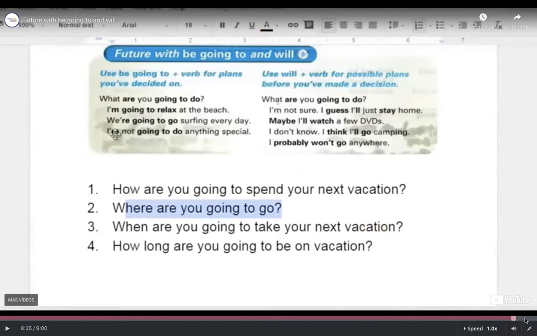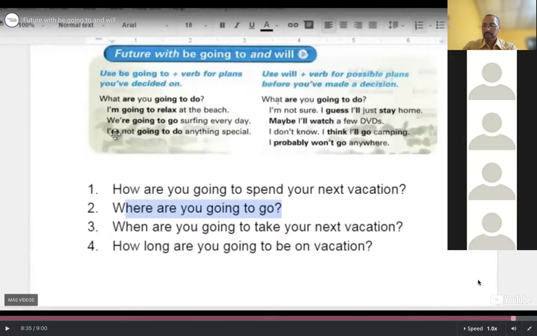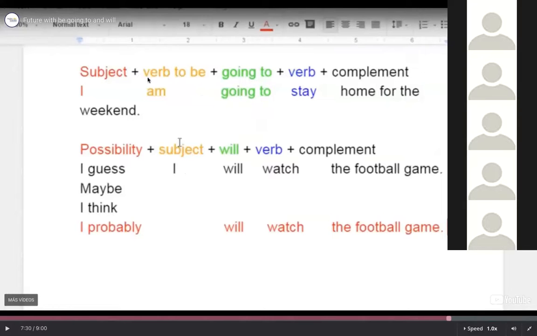Any other questions? No? It's okay. All right. So how do we make the questions? The questions only, look, we change the position. No, you are going to. We change, are you? No, is he going to? Sorry, no, he is going to. Is he? So to make the questions, only change the position. No, I am. No, he is. No, she is. Only change. Is he? Is she? These are how we're going to make the questions in "going to" or with "will" for the future. It's okay?